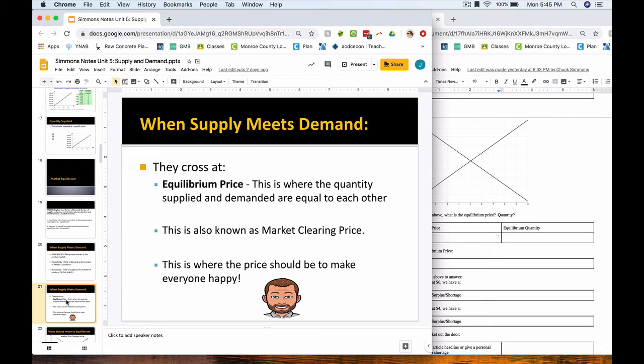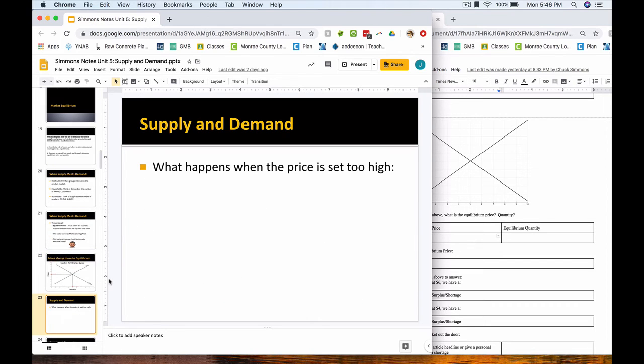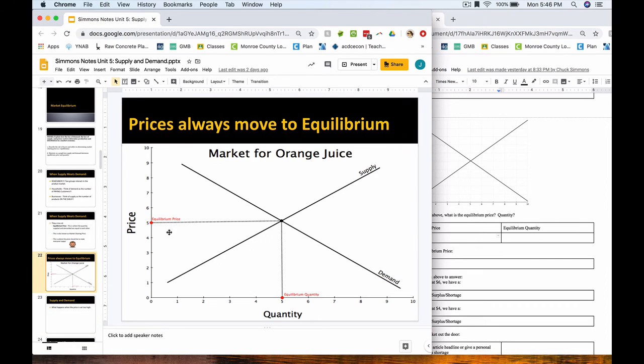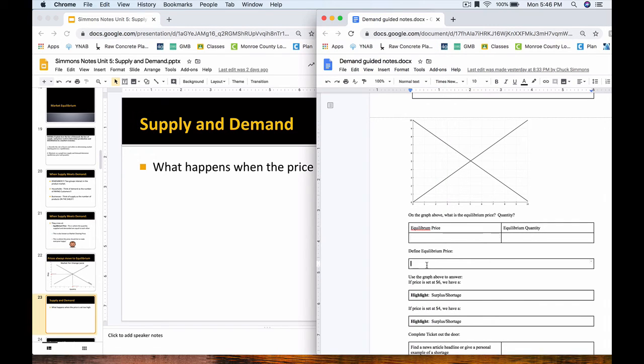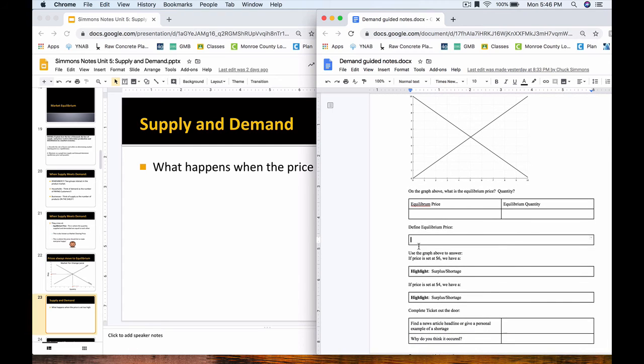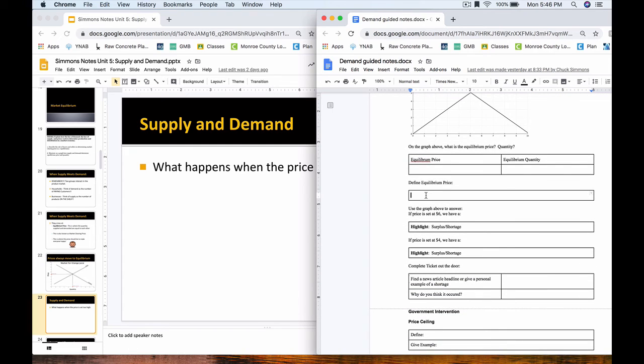So here is our graph. You can see the equilibrium price is $5, the equilibrium quantity is $5, and that's what's copied on your paper. Okay. When the price is set too high, so you should have defined equilibrium price as the price where supply and demand meet, also known as market clearing price.